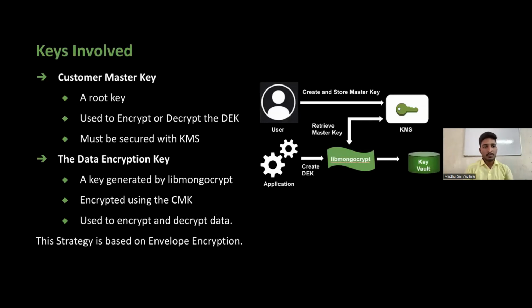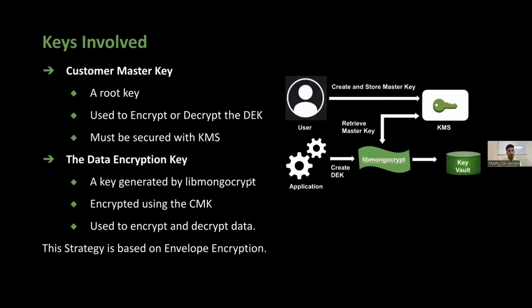There are two types of keys involved in client-side field level encryption. One is the customer master key and the second one is the data encryption key. The customer master key, which is generated by the user, is the root key that is stored in the KMS, or we can maintain it locally also, but that is not the recommended way. The data encryption key is created by the library MongoCrypt, and it is encrypted with the customer master key.